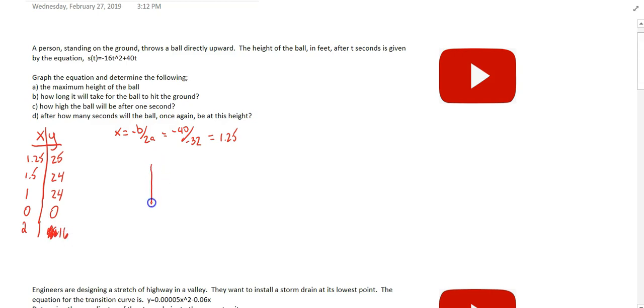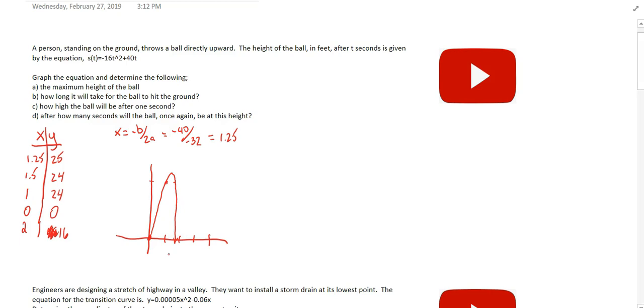And so then you can make a chart. So 1, 2, 3, 4. If I plug in 0, I get 0. If I plug in 1, I get up here at 24. 1.25 would be there. 1.5 would be there. And 1 second's up. So then it should be something like that. All right, so it looks something like that. Not exactly like that, but something like that.